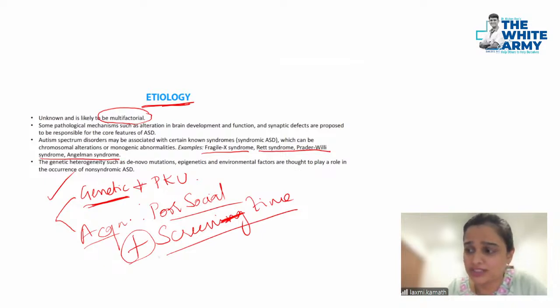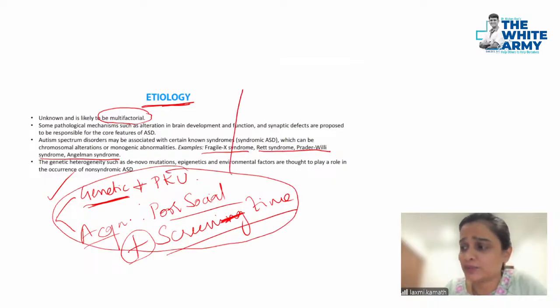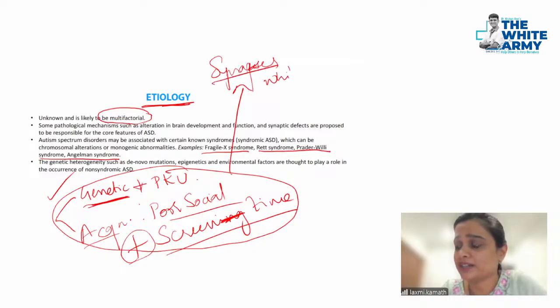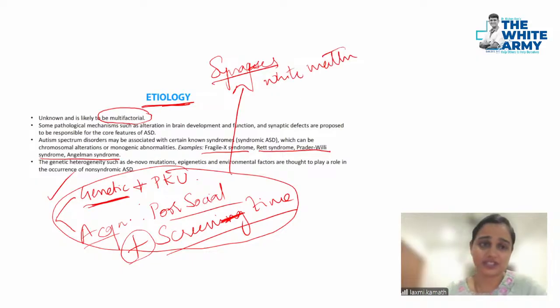Now, what do all these do? Ultimately, what is the end result of all these causes? There is a problem in synapse formation. So synapse and white matter formation is what is hampered. That means myelination is the main problem, plus the rarefaction of the synapses. As we age, the number of synapses increases, but this doesn't happen in autistic kids. That is why they present with those complaints to us.